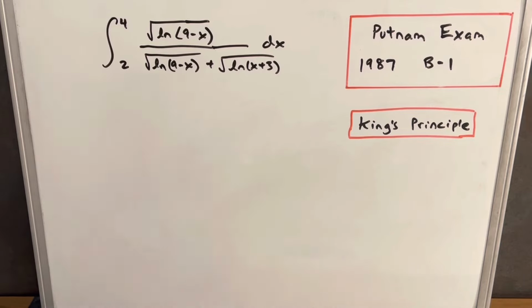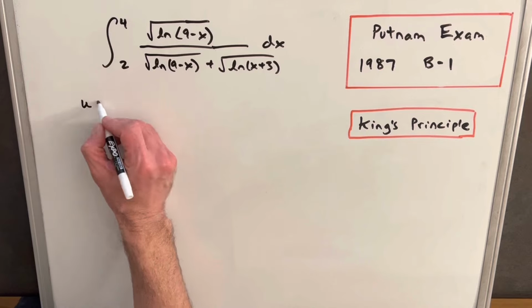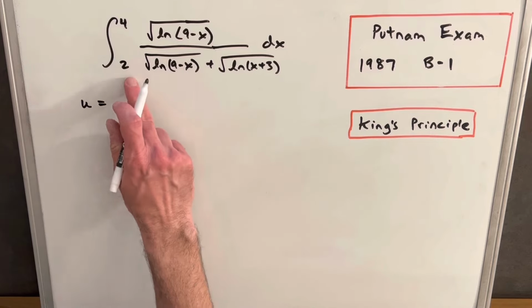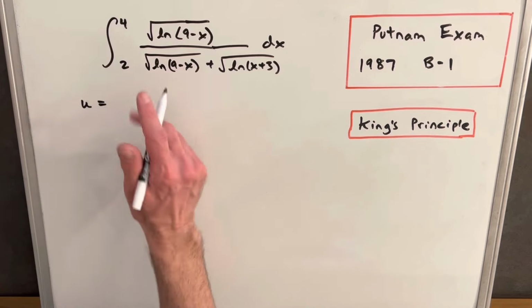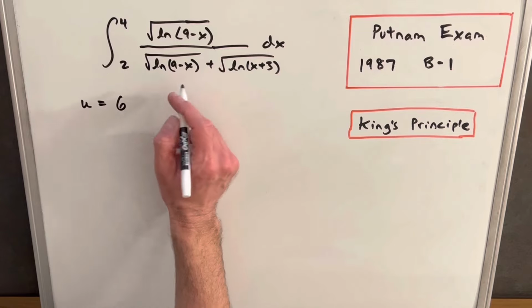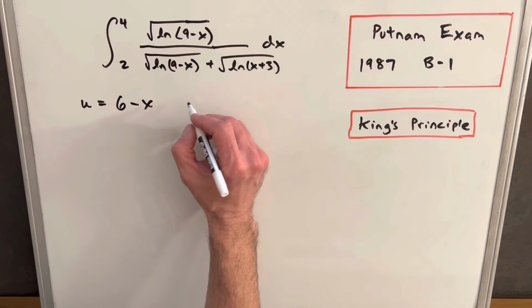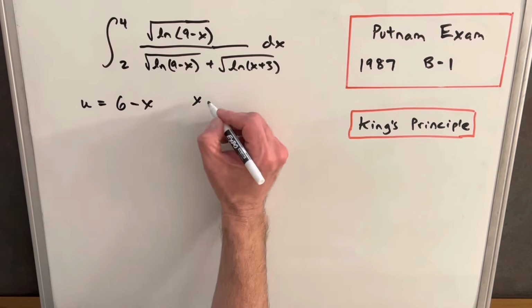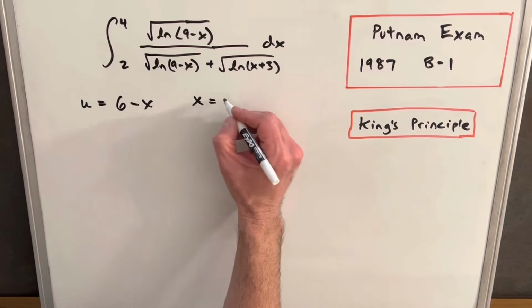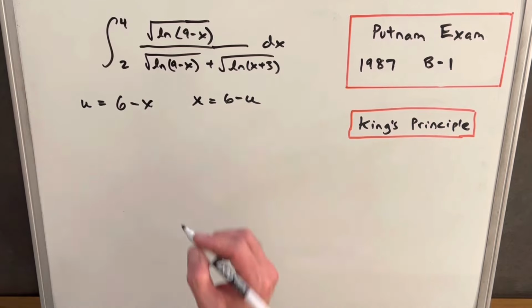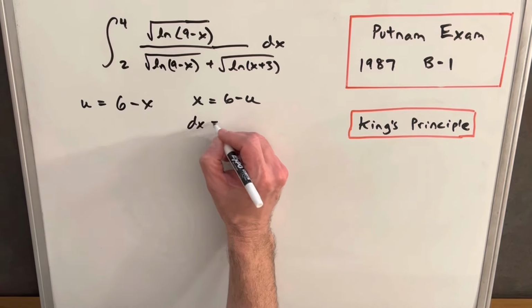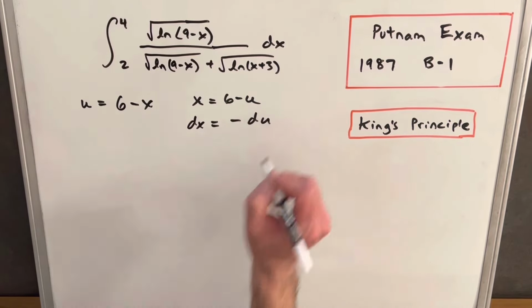So for our first step, it's going to be a u substitution. And specifically what we want for our u substitution is we want to add the two bounds. So 4 plus 2, 6, minus x. And then we'll also want to get a value for x. So if we just rearrange this, we can find x equal to 6 minus u. And let's just get our dx value. So dx is going to be minus du.